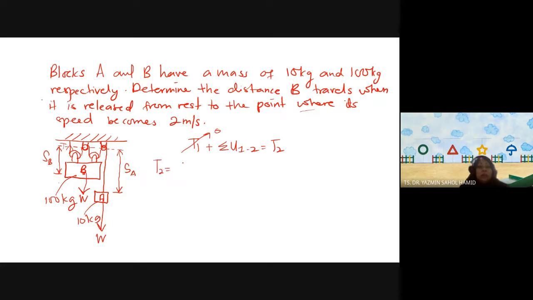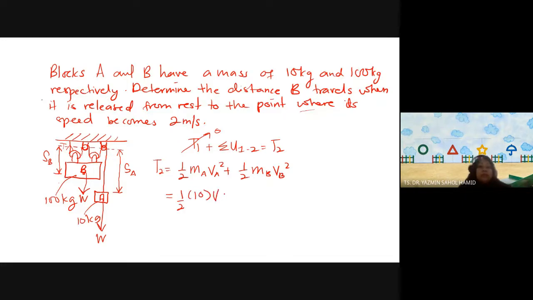So T2 ialah 1/2 MA VA squared plus 1/2 MB VB squared. So if you get this kind of question, you boleh equate together macam ni. Okay, tapi dia separate lah. Dia ada mass A, VA, mass B, VB lah. Dan VA dengan VB lain. Dia punya velocity. Okay, so mass MA berapa? 10.